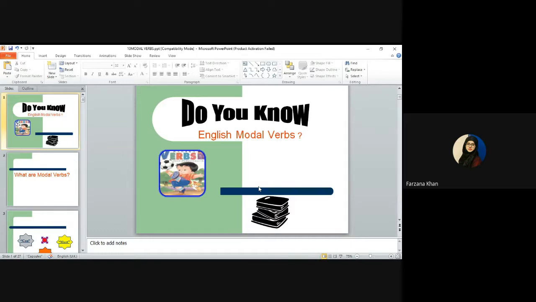I am your English teacher Farzana Khan with a very interesting topic: English modal verbs. Well, in today's class you will learn about modal verbs, what modal verbs are, why you need to use modal verbs, and how to use modal verbs. So by the end of today's lecture, you will be able to effectively use English modal verbs in your oral and written English language. So to become an effective English speaker and writer, pay close attention to this lecture.